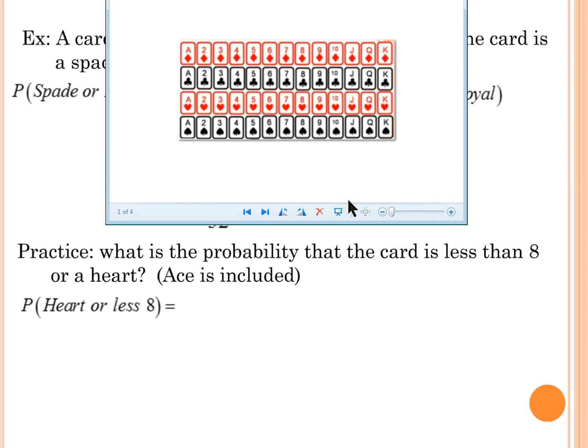Okay, so before we break this problem down, is this a mutually exclusive or a non-mutually exclusive problem? Well, if you look at your hearts right here, which is your 3rd row, can you have a heart that's less than 8? And the answer is yes. I mean, this is less than 8, that's less than 8. These cards right here to the left of 8 are all less than 8, and they're all hearts. So this is a non-mutually exclusive problem.